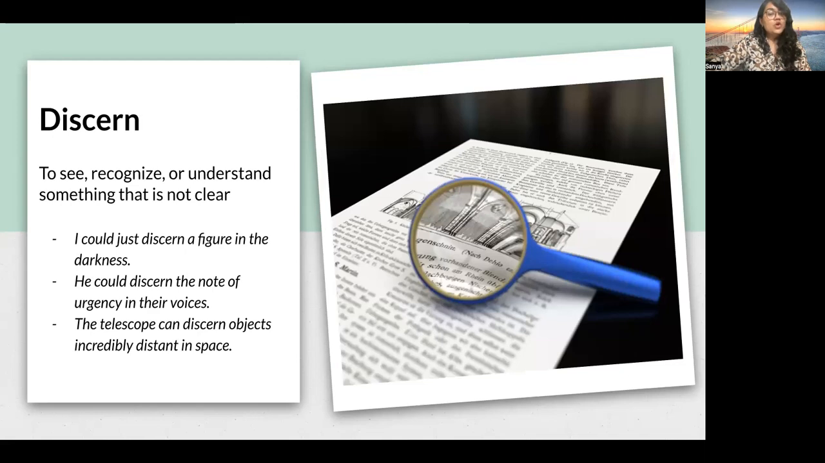Discern. Discern means to see, recognize, or understand something that is not clear, right? Otherwise, this paper is not clear on the screen, but when seen through a magnifying glass, you can see clearly. So the magnifying glass helped us discern the paper. Similarly, a telescope can discern objects at incredible distance, right? If an object is at a great distance, seen with the naked eye, you can't really understand what's there in the distant space. But a telescope can make things clear for you. That means it can discern those objects. So discern: to see, recognize, or understand something that is not clear.